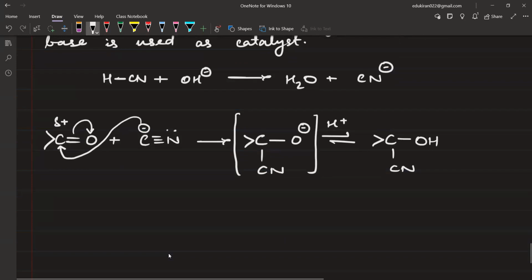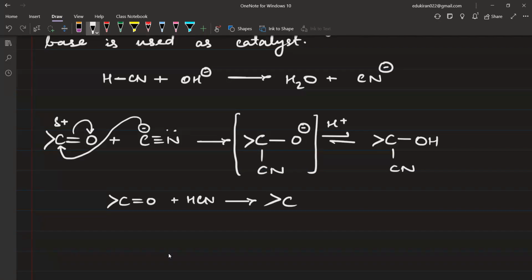Okay, so basically the reaction happening here is: we have carbon with double bond O, the carbonyl carbon, plus HCN. It gets converted to carbon, and the two bonds are as they are. There's nothing happening to those two bonds. And we are getting a CN and an OH group added like this. So this is cyano, and here we have hydrogen cyanohydrin.